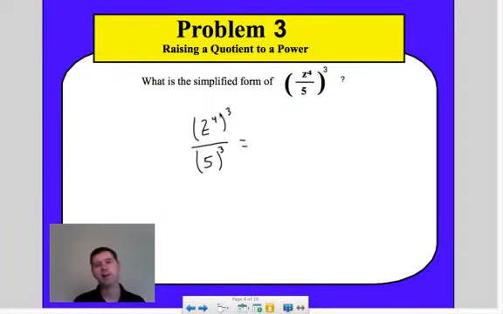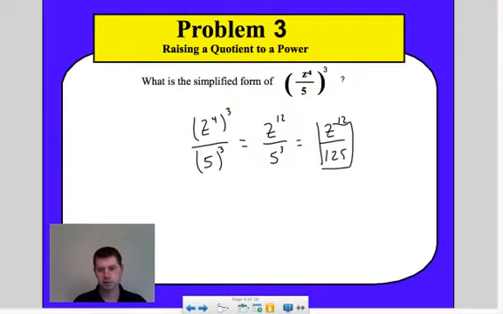So the top, you now have a power to a power, so you have to remember that rule. That rule was multiply. So 4 times 3, we get 12. In the bottom, you get 5 cubed, which we take 5 times 5, and we get 25, and then 5 times 25 makes 125, giving us our final answer to be z to the 12th over 125.